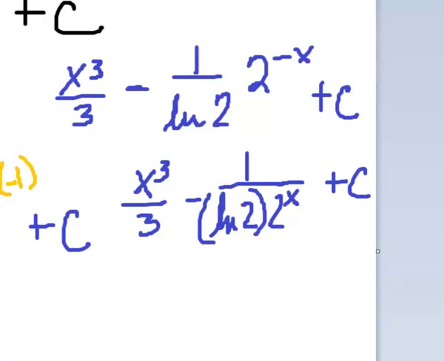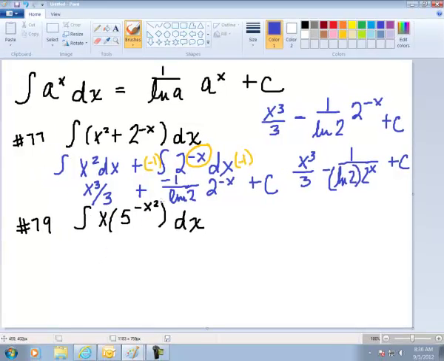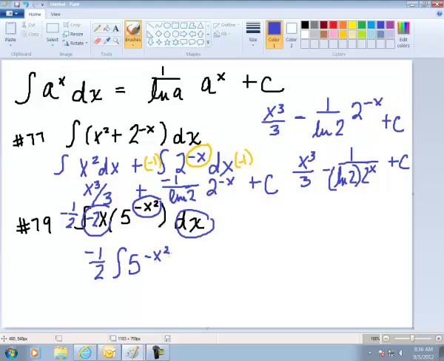Here's another example. In this example, again, I need to have the derivative of my exponent, and this time minus x squared is my exponent, so my derivative is going to be minus 2x, so I need to put a minus 2 here, along with my dx gives me my derivative, but because I put a minus 2, I need to put a minus 1/2 so I don't change the problem. So now I have minus 1/2, the integral of 5 to the minus x squared, and then minus 2x dx, which again is my derivative.